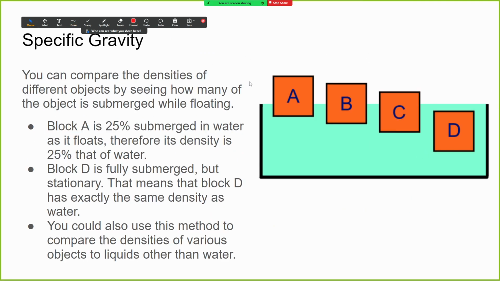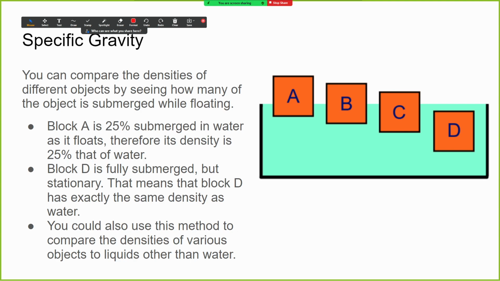If you look at these different objects, you could compare the densities just by looking at how much of the block is submerged while it's floating. Block A is about 25% submerged in water as it floats. Therefore its density is 25% of that of the water. Block D is fully submerged, however, it is stationary, so it has to have exactly the same density as water. It does not sink, it is stationary there, so D has the same density as water.